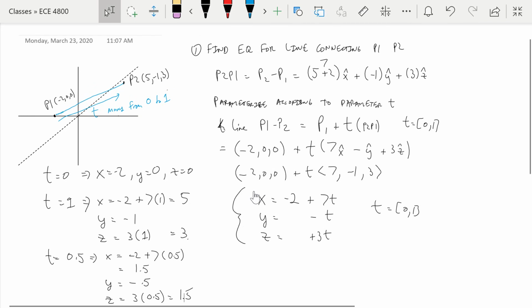So this is a way to use point slope form. When we calculate P2 minus P1, we're calculating, in a sense, some kind of slope for traveling from P1 to P2. And that's why these slope terms appear multiplied by the t variable, kind of like y equals mx plus b. Does that make sense?